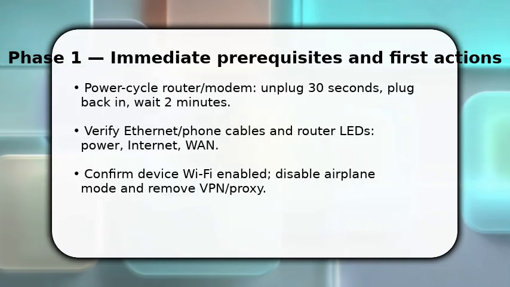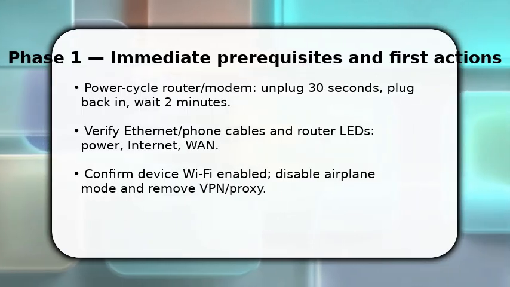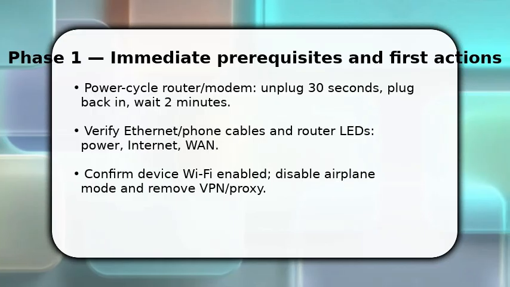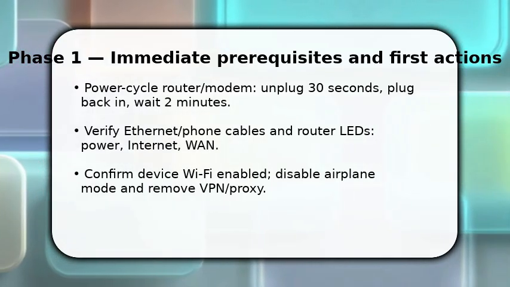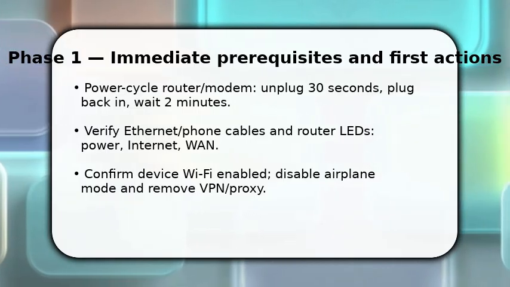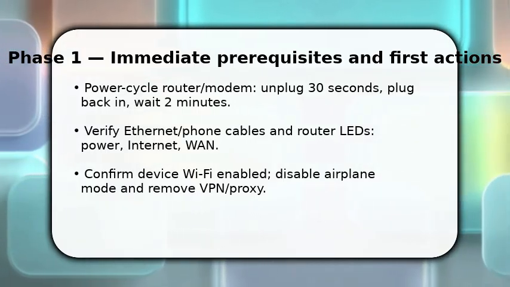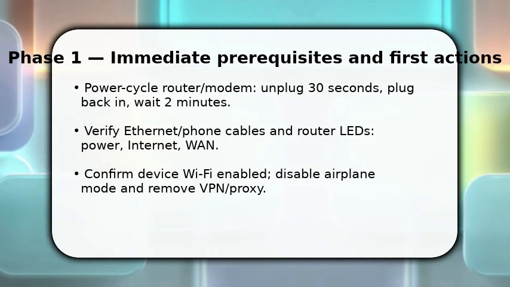On your device, make sure Wi-Fi is on, airplane mode is off, and any VPN or proxy is temporarily disabled. Once done, note the error message and network name so you can target the next steps accurately. This saves time and avoids repeated guesswork.